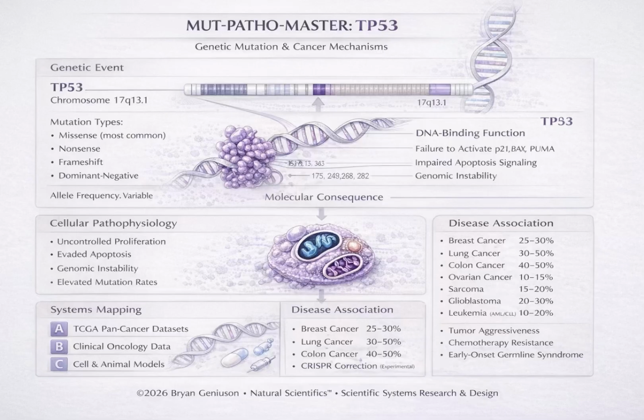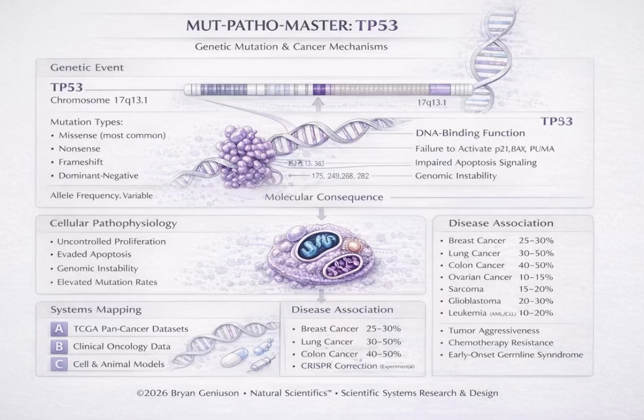TP53 mutations are prevalent across multiple organ systems, including breast carcinoma, lung carcinoma, colorectal carcinoma, ovarian carcinoma, pancreatic adenocarcinoma, glioblastoma, sarcomas, and hematologic malignancies. Germline mutations in TP53 result in Li-Fraumeni syndrome, characterized by early-onset multi-organ cancer susceptibility. At a systems level, TP53 dysfunction destabilizes tissue architecture across proliferative domains of the body.